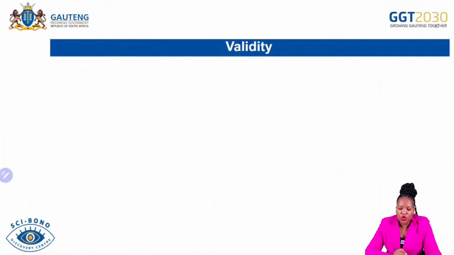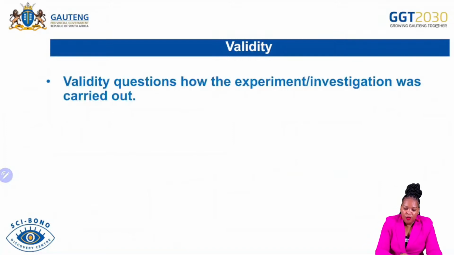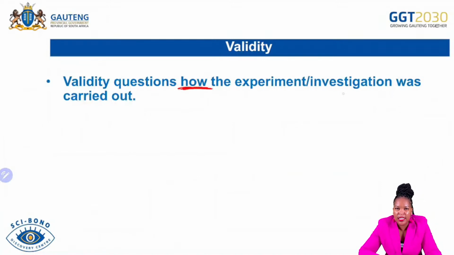Right, so validity. There is another name that goes with validity. There is no question paper that will not ask you about validity or reliability. We need to stop confusing the two. Now let's take a look at validity. What do they mean when they ask, how would you ensure validity in an experiment? Validity is the one that questions the how of the experiment, meaning how the experiment was carried out.